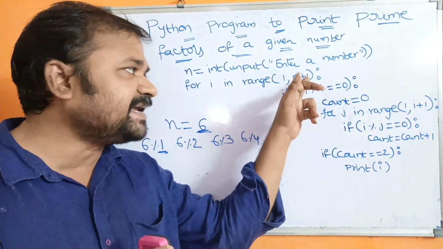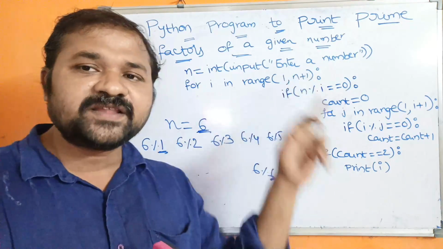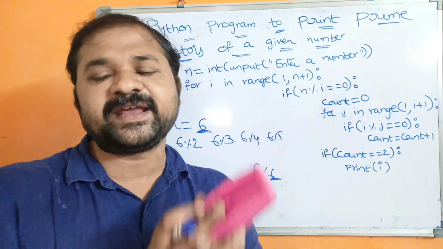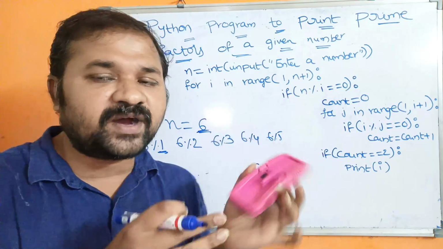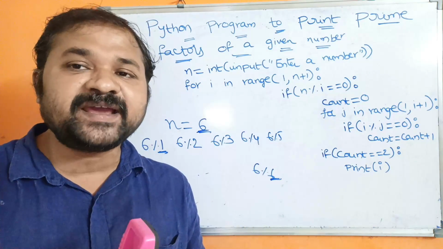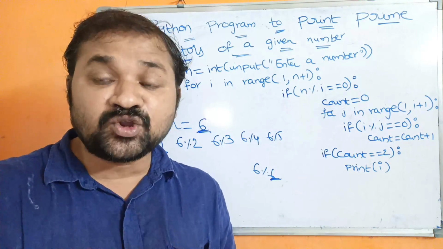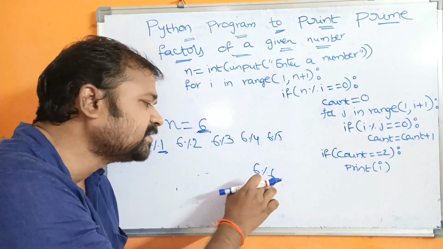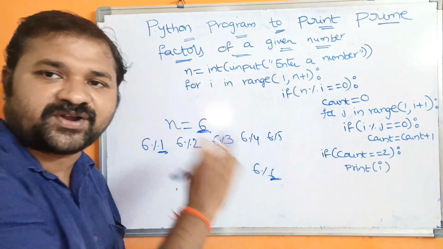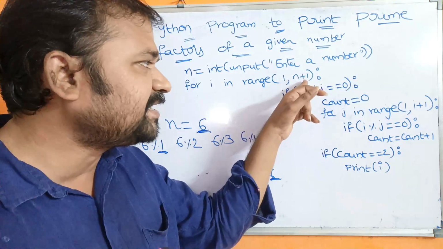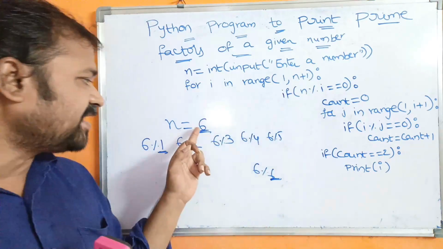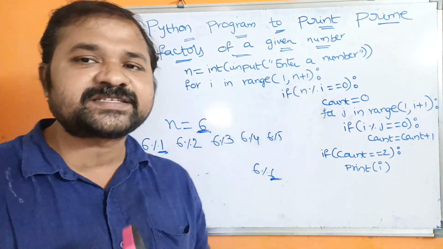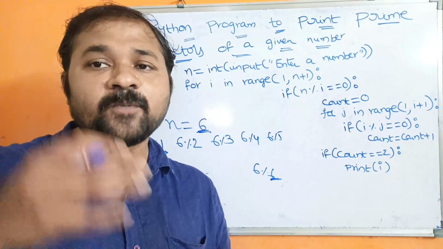But if we write n here, then the for loop will be repeated up to n minus 1. Up to what? The n value is 6, so 6 minus 1 means 5. So the for loop will be repeated up to 5. But here we have to check whether that number is also a factor or not. So that's why here we have to write n plus 1. Let the n value be 6. So 6 plus 1 means 7. So now the stop value is 7.